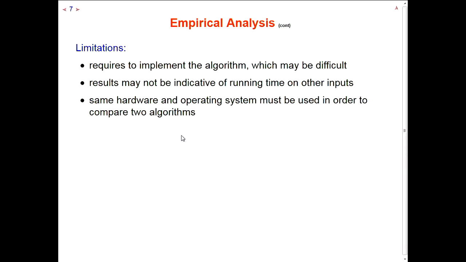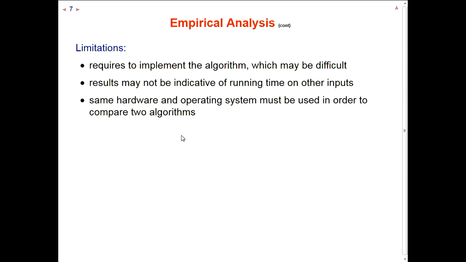There are some limitations to the empirical analysis. First of all, it does require you to implement the algorithm. You can't look at the algorithm itself, the step-by-step procedure, but you really have to choose a programming language and have to implement it. This might be more difficult than an analysis of the algorithm itself, and then the decision that it will not be efficient anyway.